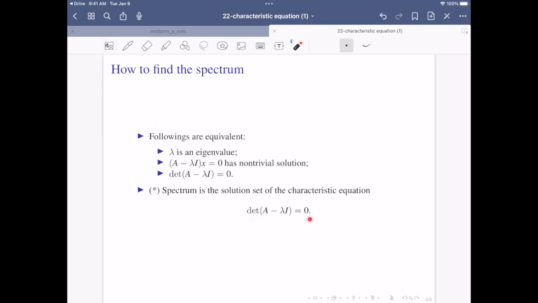Here, this is an equation: left hand side equals right hand side. That means there's an unknown number, the solution you're looking for. The unknown number is not A, not I. I is the identity, A is the given matrix, but lambda is unknown. So you want to find lambda. This lambda is the solution, and if you find it, then this gives your spectrum.